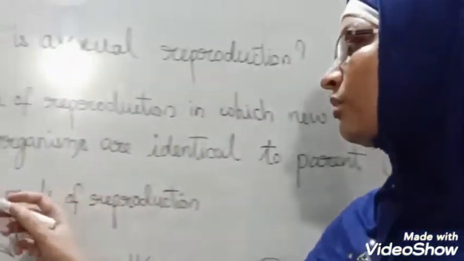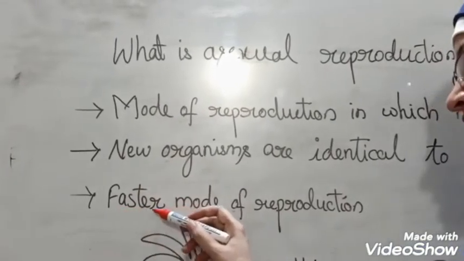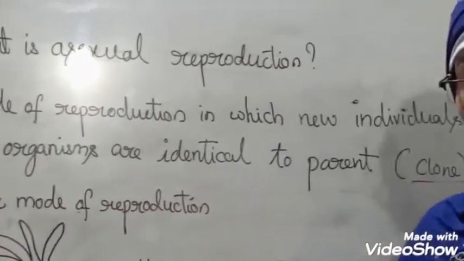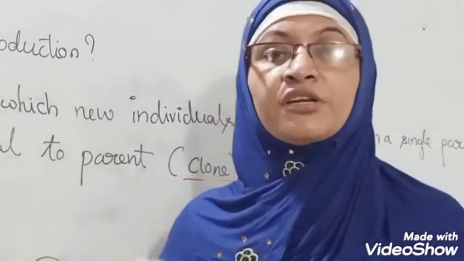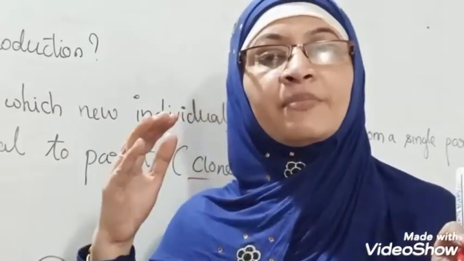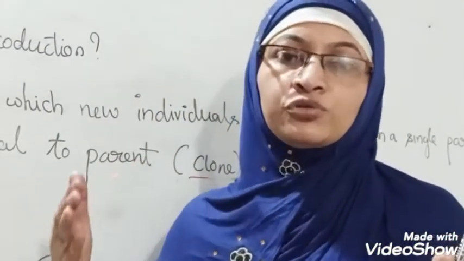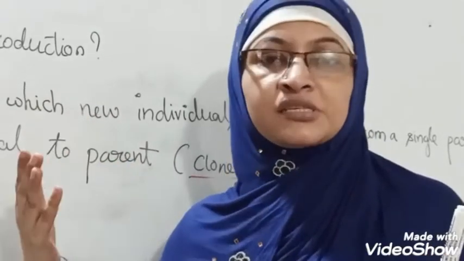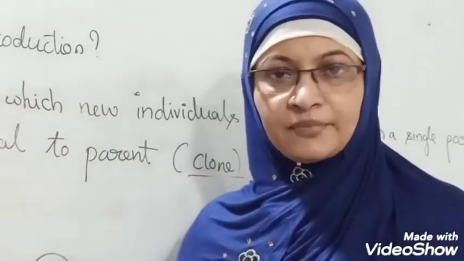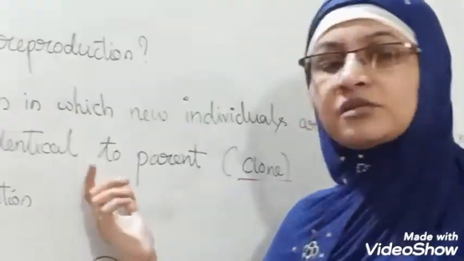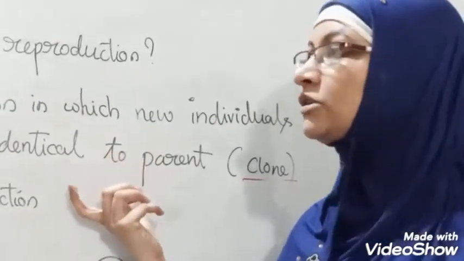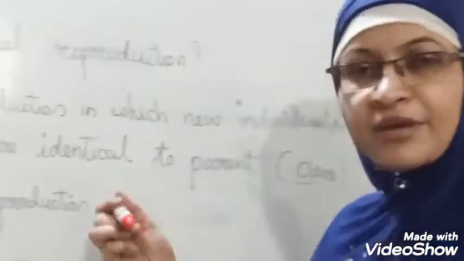Now this is a faster mode of reproduction. Here it is not necessary to produce only one daughter cell. They may divide very fast, into 2, 2 to 4, 4 to 8, 8 to 16. They can divide into many, multiple. And some of the examples of asexual reproduction are amoeba.